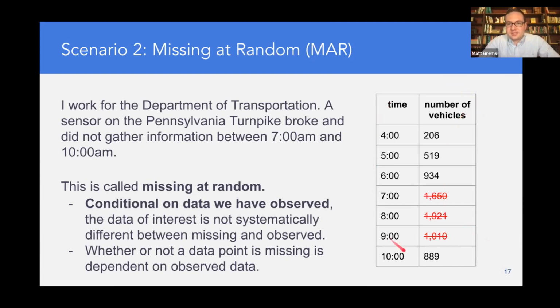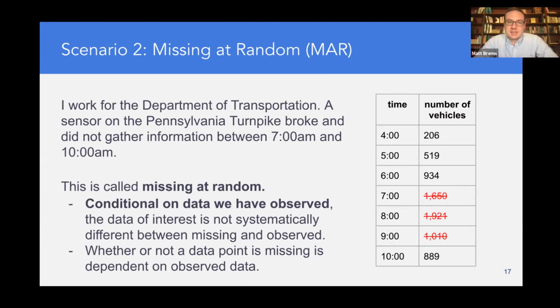Over here, we see time and the number of vehicles. Notice that the number of vehicles at 7, 8, and 9 a.m. is not recorded. It's in red, and I've got a slash through them. I've got numbers under there, but we actually wouldn't be able to see those numbers. As data scientists, this is just missing data that I don't have. We call this missing at random.